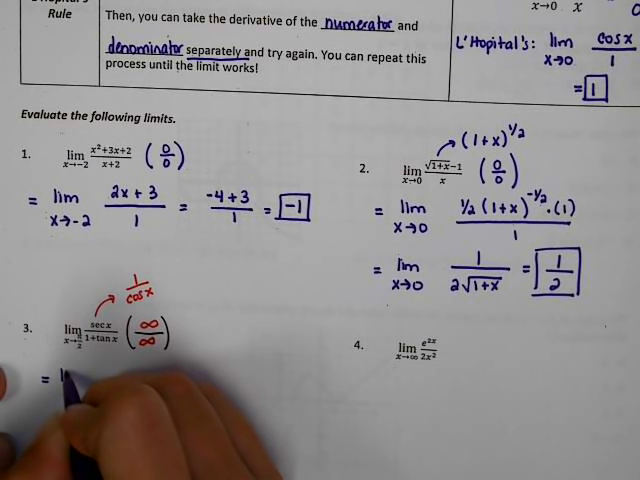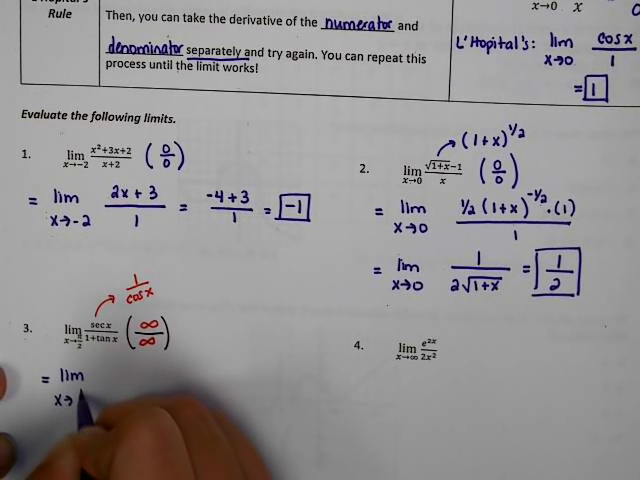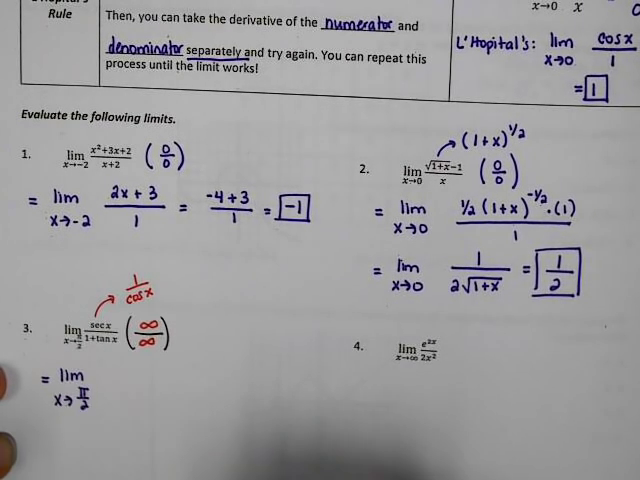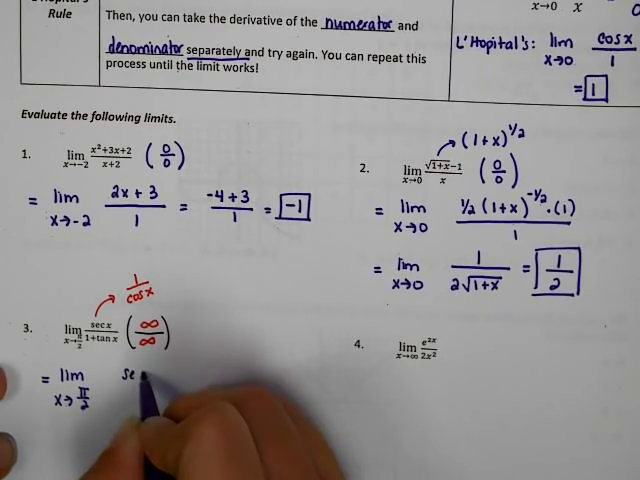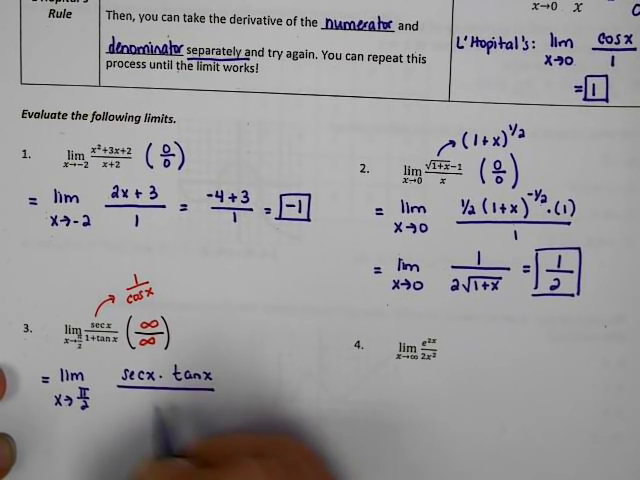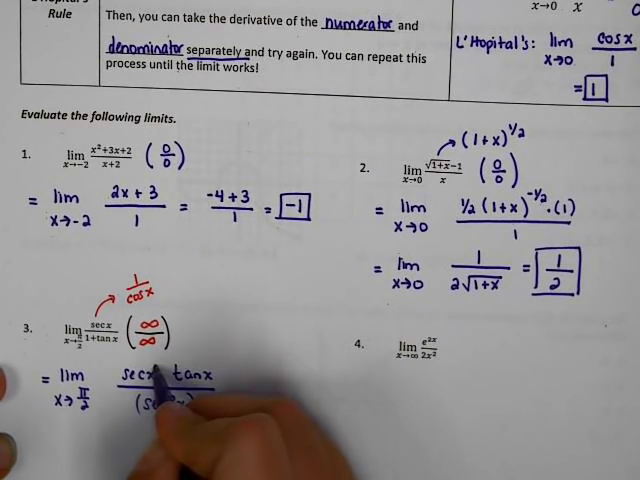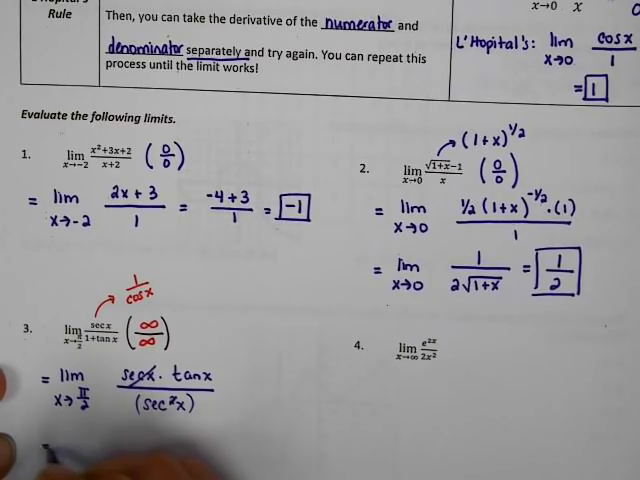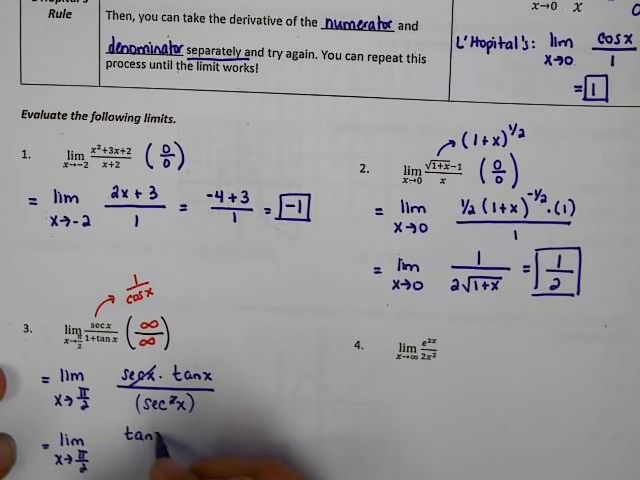So I would have the limit as x approaches pi over 2. The derivative of secant would be secant times tangent. And on the bottom, the derivative of 1 is 0, and the derivative of tangent is secant squared. Now that means one of these secants will cancel. So I'm going to get tangent over secant.